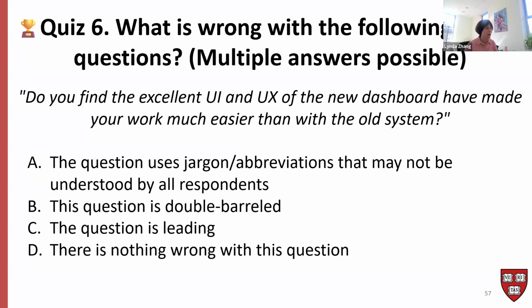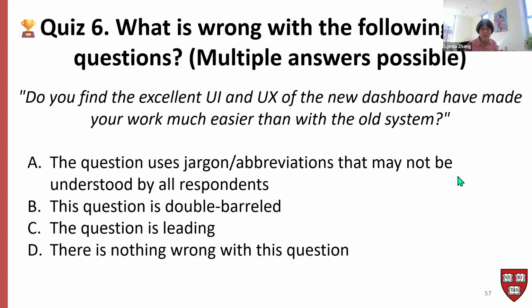Okay. All right, so the correct answers are A, B, and C. I think you've done a great job. The first one, A, is UI and UX actually are jargons, and so not everyone understands. Of course, if it's all IT, you may all understand. This is just an example.